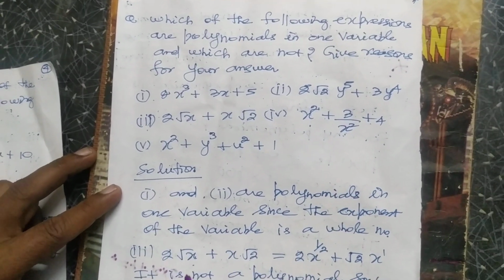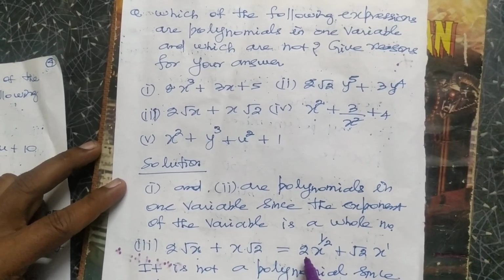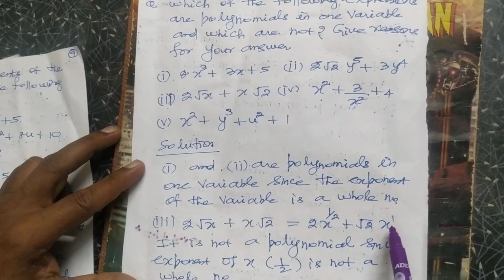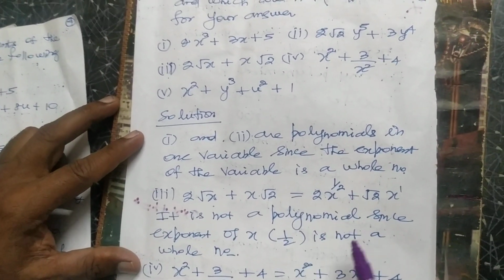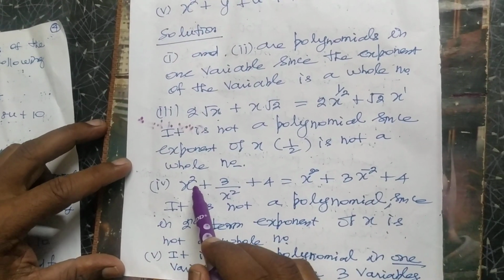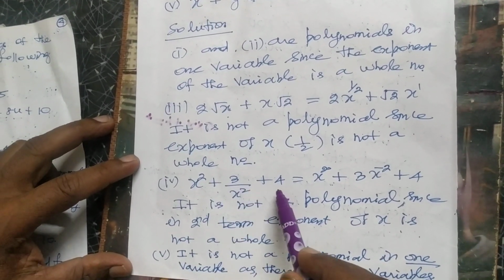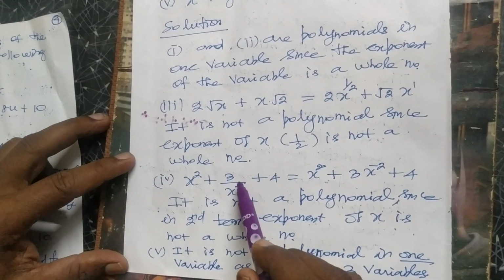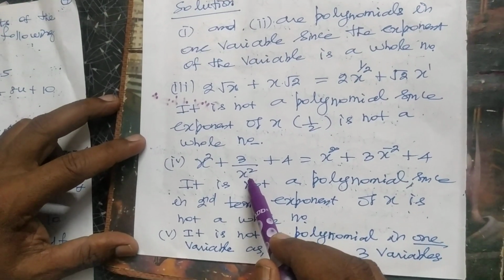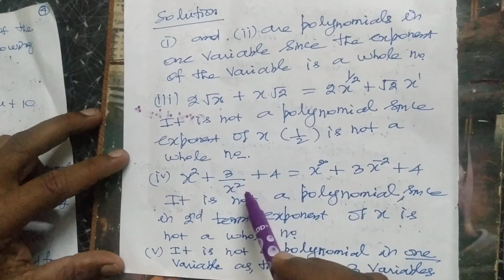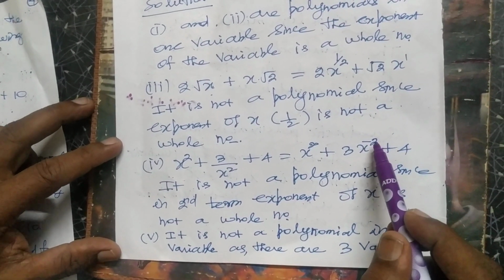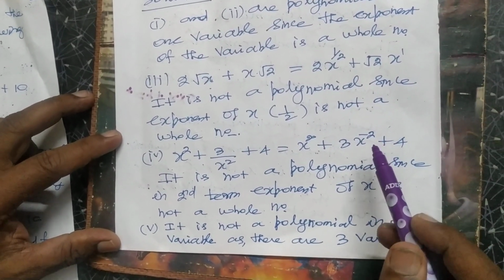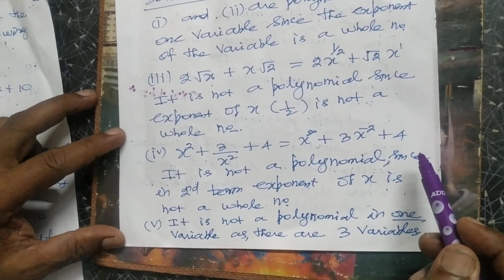Third one, you see 2 root x can be written as 2 into x to the power 1 by 2. 1 by 2 is not a whole number. Therefore it is not a polynomial. x square plus 3 by x square plus 4 can be written with the 1 by x square. The x square is in the denominator, in the second term. You bring it to the numerator: x square plus 3 into x to the power minus 2 plus 4. Here minus 2 is not a whole number. Therefore, it is not a polynomial.